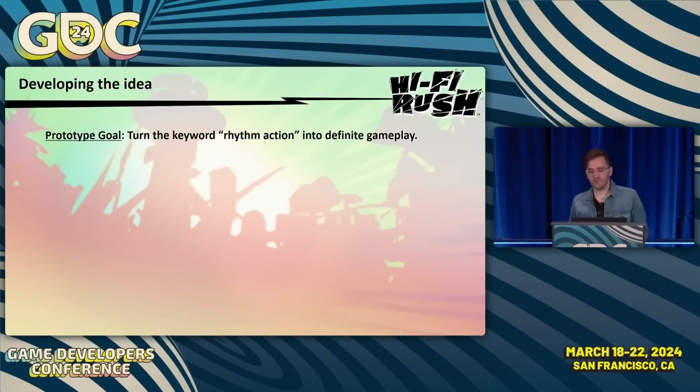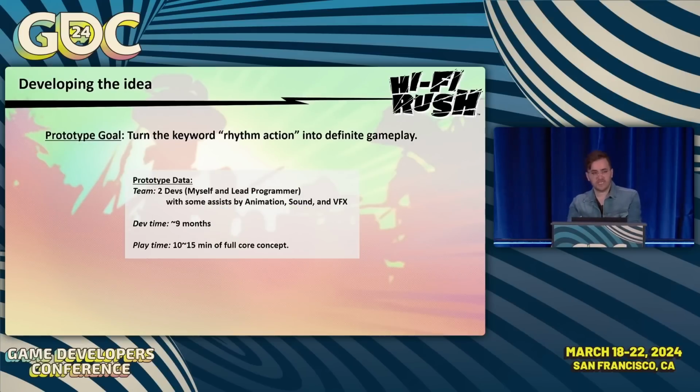So we went into this prototype phase, and I set the goal of the prototype to define that ideal form of rhythm action. Make it not just that concept that I put on that chart, but actually a playable actuality so people could understand what the game was supposed to be. Quick rundown on what we did to make this work: we basically just had a team of 2 people, myself and our lead programmer. And we had some assist work from animation, sound, and VFX at various points.